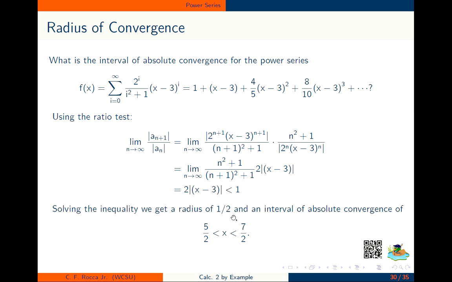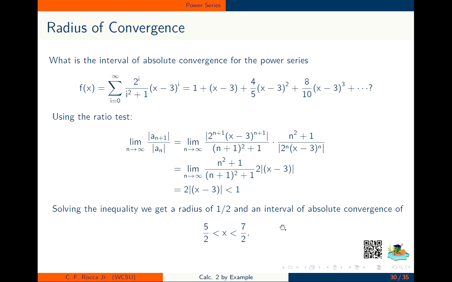In solving that inequality, I get that the radius of convergence, the distance from the center to the outer edges of the interval, is 1/2, and that the interval of absolute convergence goes from 5 halves to 7 halves. In case you've forgotten, the center in this case is 3 because we have a polynomial where we have a whole bunch of x minus 3's.